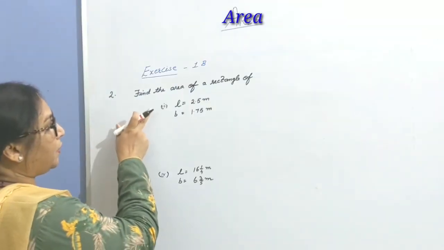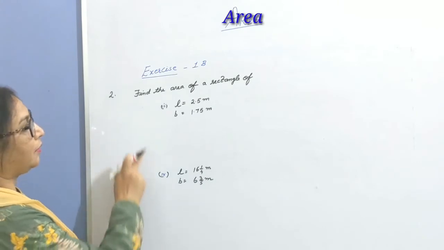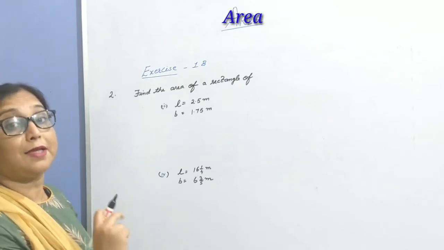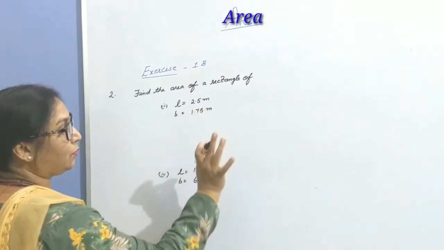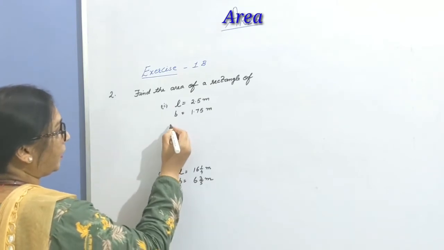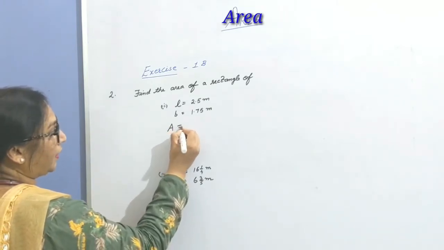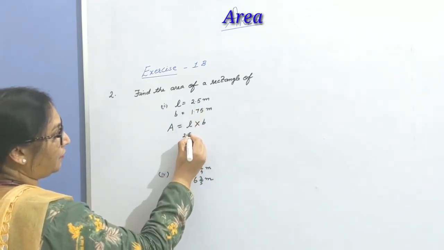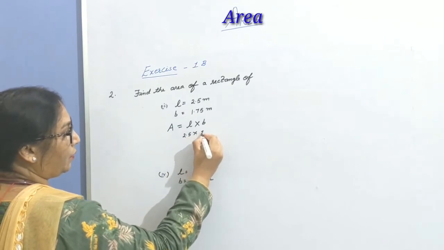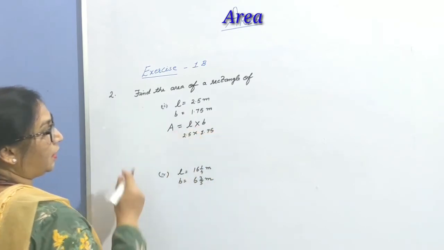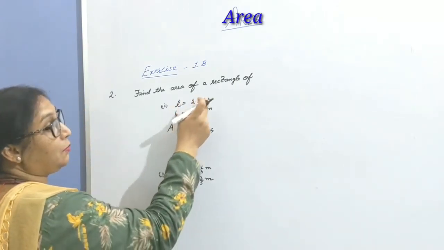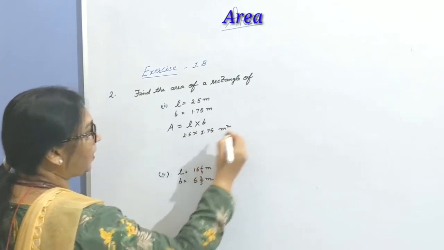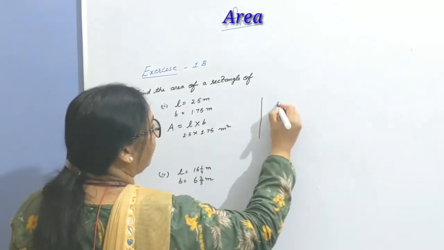Here, I'll explain question number 2, third and fourth part. Now let us move to question number 3. Whenever you get such questions, first see whether they are in same units or not. Here both are in meters, so let's move directly to the solving part. Area. What is the formula of area of a rectangle? Length into breadth. Substitute the given value, 2.5 meter into 1.75 meter. As the length is in meter, what is the corresponding unit of area? Meter square. Now make a rough column and multiply.